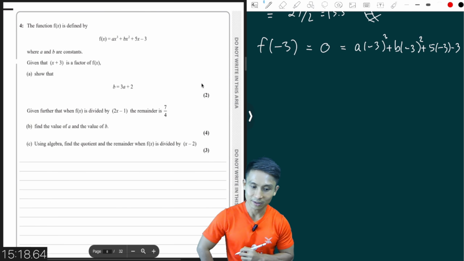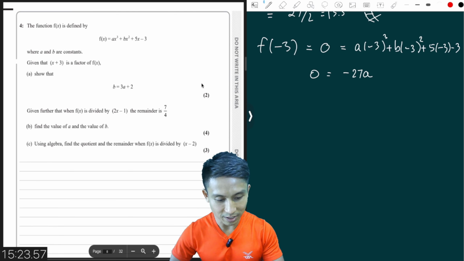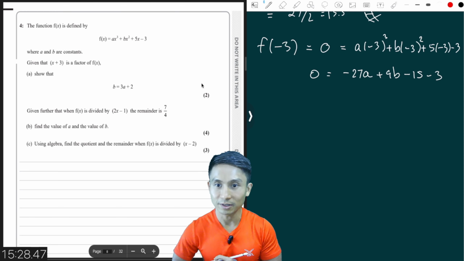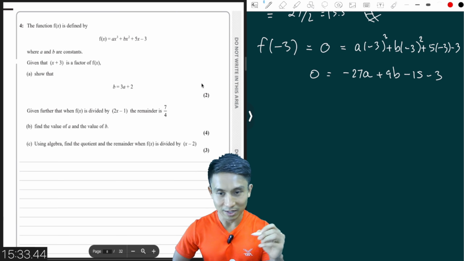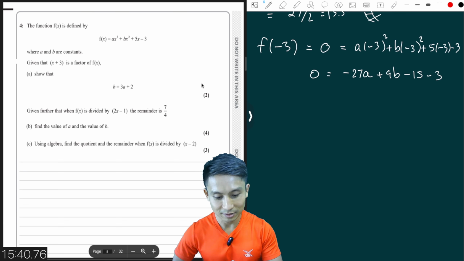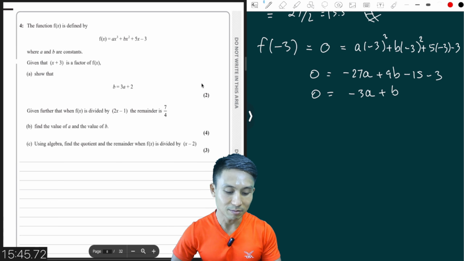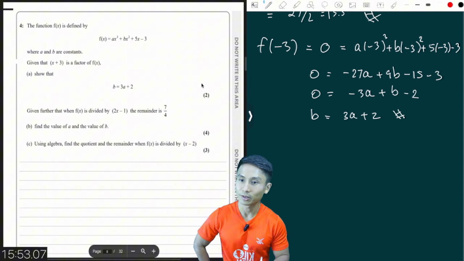I'm just double checking. All right, 0 equals minus 27a plus 9b minus 15 minus 3. Okay, so we just simplify this whole equation. Let's see, we should divide everything by 9. So that's minus 3a plus b, and minus 18 divided by 9 is minus 2. So we just rearrange, so b equals 3a plus 2, as required. So that's good.